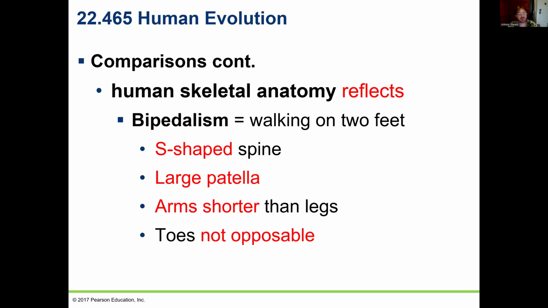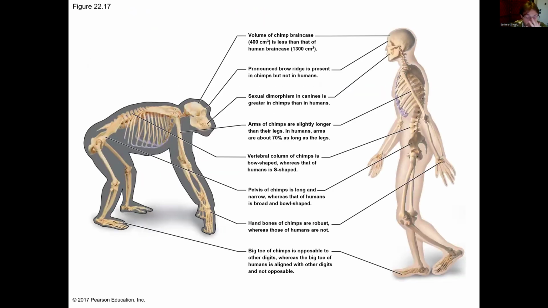It's going to depend on having an S-shaped spine, a large patella, arms that are shorter than the legs, and a stiff foot to support the body. The less opposable the toes are, the more they are able to make a flat pad with the ground. So in all these structures, you can see chimpanzees, their big toes are opposable. It's pointed towards the other toes.